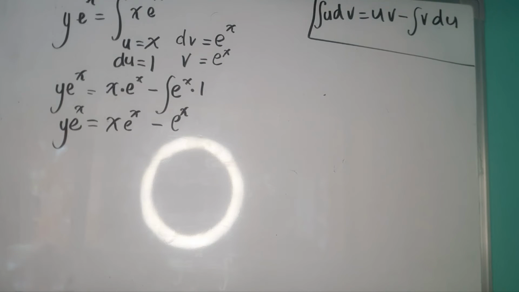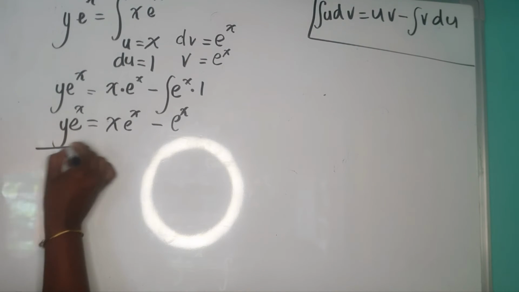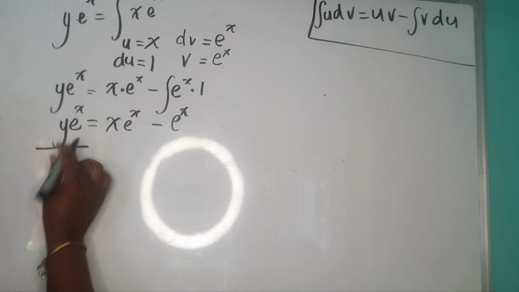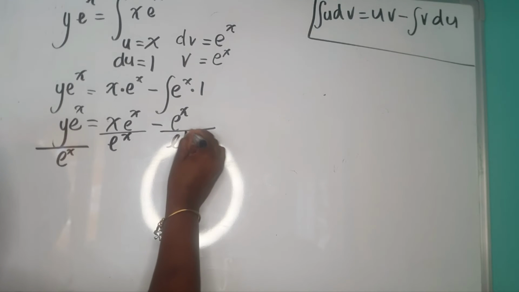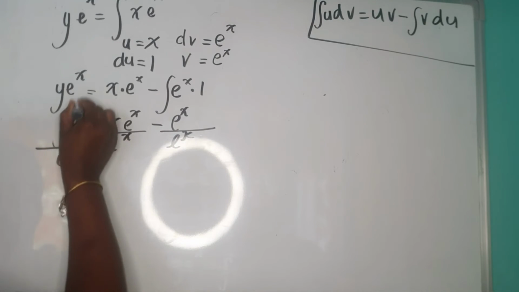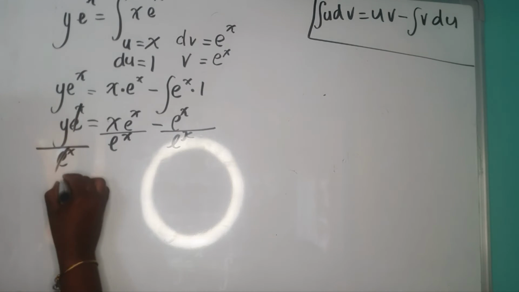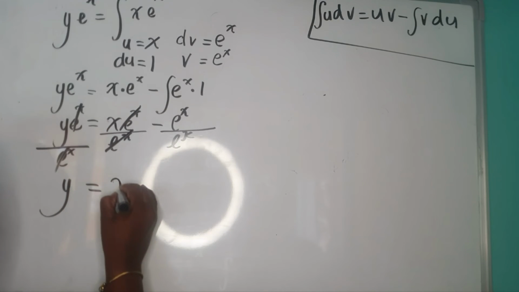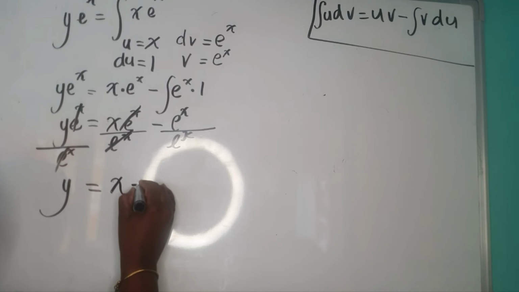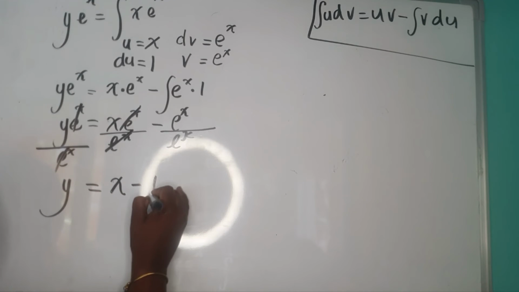Now from here, again, remember that the general solution is in y, meaning that y should be the subject of the formula. We're going to now divide through by the coefficient of y. In this case, it is e to the x. So dividing through by e to the x, e to the x cancels here, we're left with y equal, and e to the x cancels here, we're left with x minus 1.